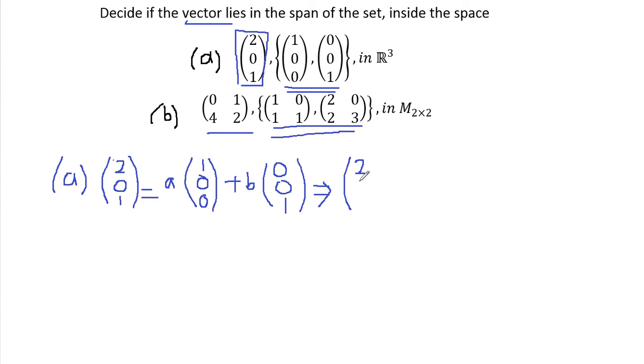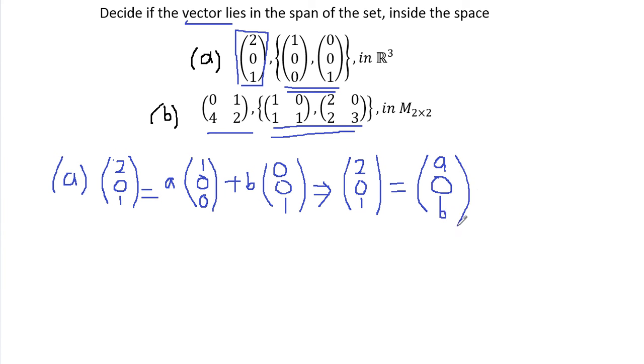So (2, 0, 1) equals, A times 1 equals 1, B times 0 equals 0, so it equals A. Let's take a look at the second row. A times 0 equals 0, plus B times 0 equals 0, so 0 plus 0 gives me 0. And the third row is A times 0 equals 0, plus B times 1 equals B, so 0 plus B equals B.